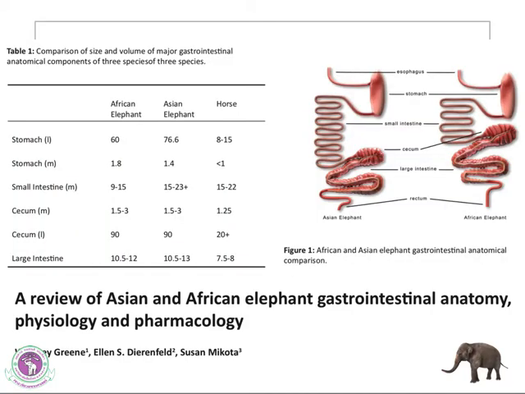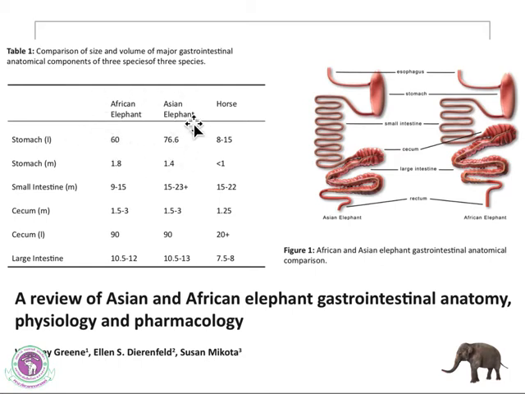Based on the Mikota group study, they observed the capacity of the stomach, small intestine, cecum, and colon in Asian elephants and African elephants. This is a very interesting number. We know that African elephants are bigger than Asian elephants on average. But when talking about the stomach, in the Asian elephant it is 76.6 liters versus 60 liters in the African elephant. It seemed weird to me.